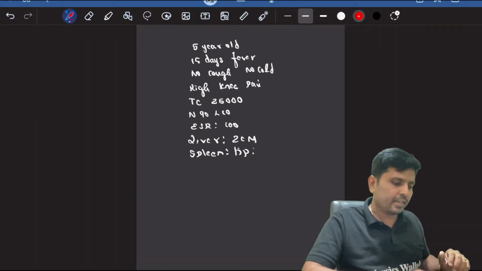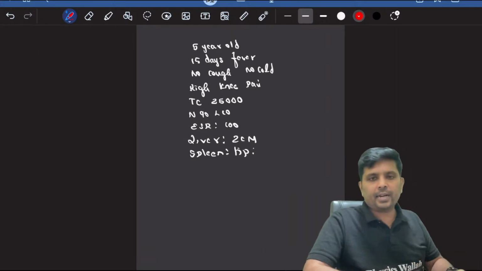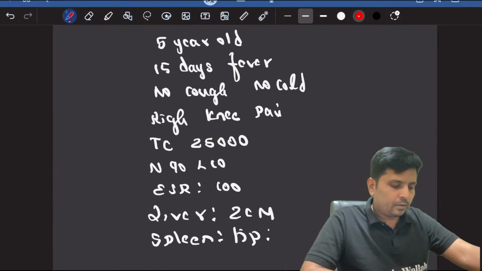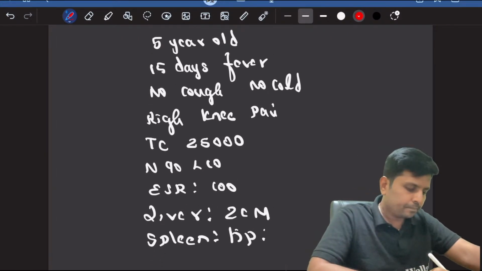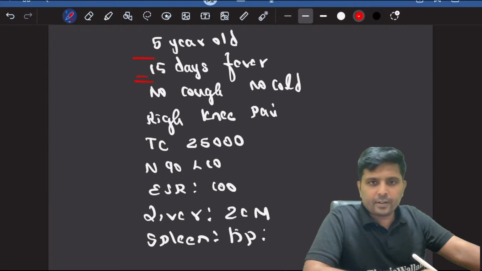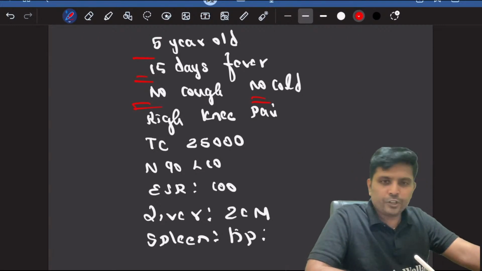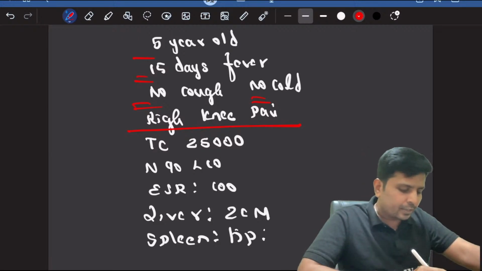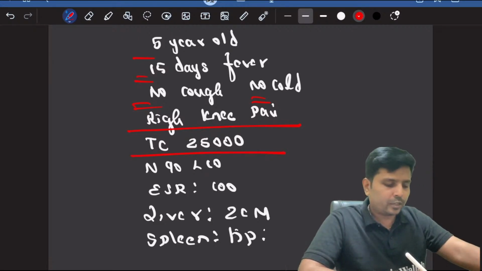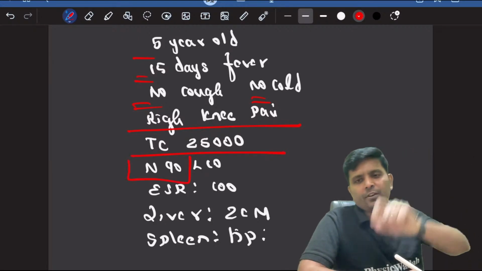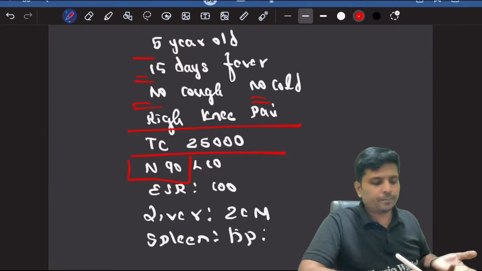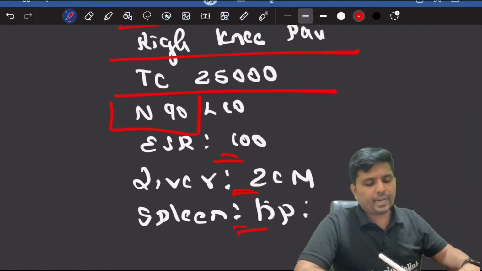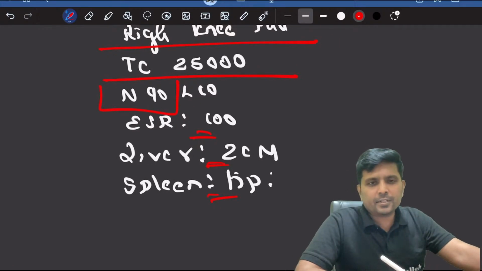Right. The last case. Yes, the last case. Okay. 5 years old, 15 days fever, no cough, no cold. Right knee pain here also. Here the total count is 25,000. But look here, instead of lymphocytosis, here neutrophils. Again ESR is high, liver is palpable, spleen is palpable. Answer. What is the answer?